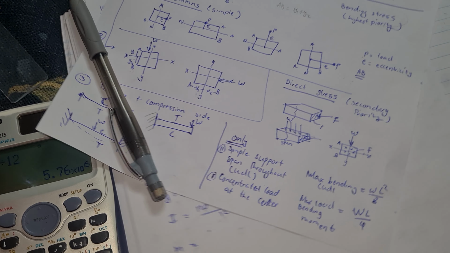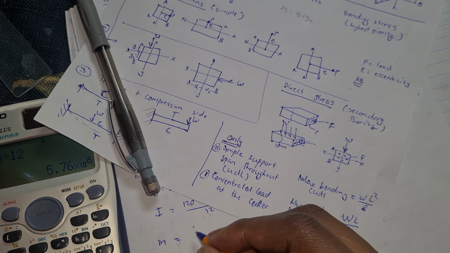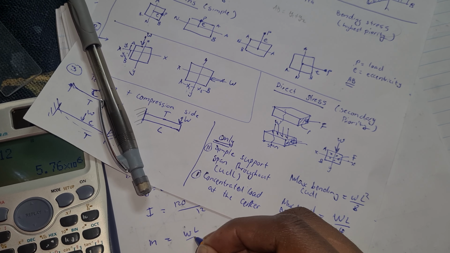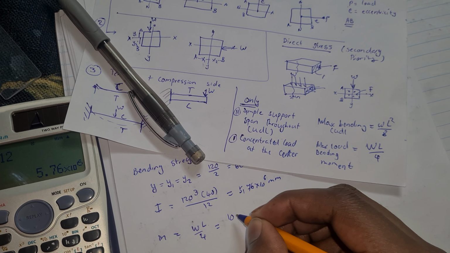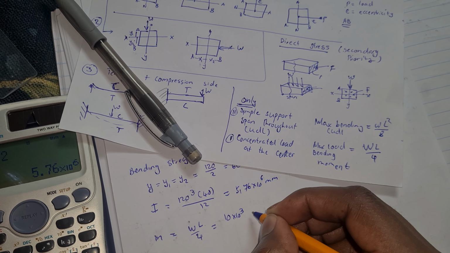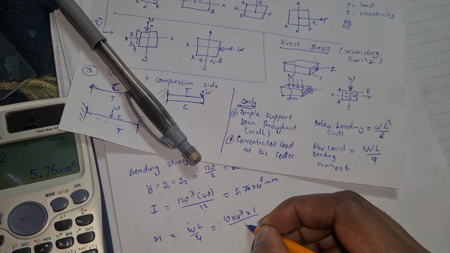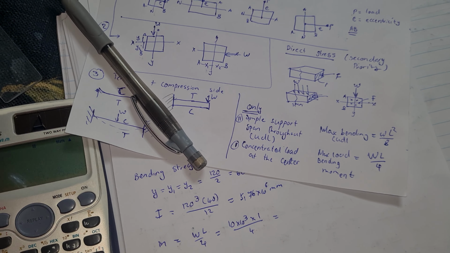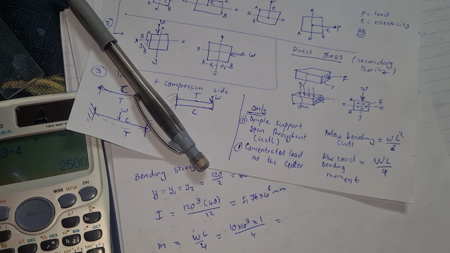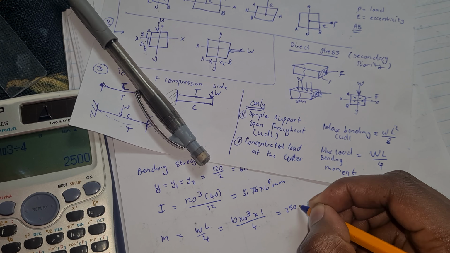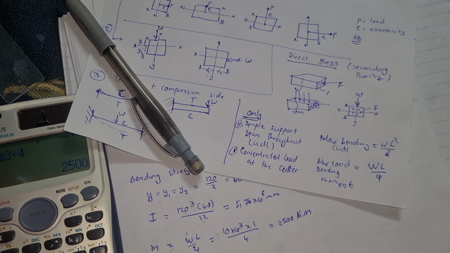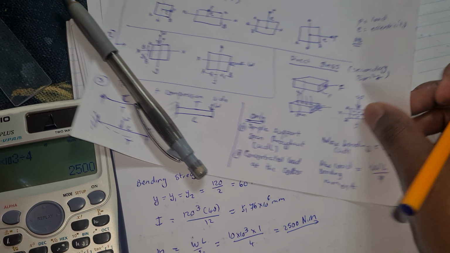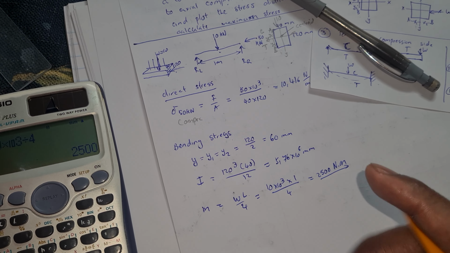Remember, this is a point load and there's only one, so it's WL over 4. Then we have 10 times 10 exponent 3 times 1 over 4, which is equal to 10 exponent 3 divided by 4, which is 250 Newton meters. So we have done this thing.